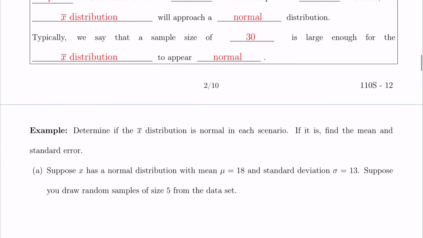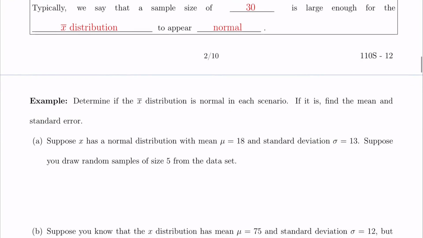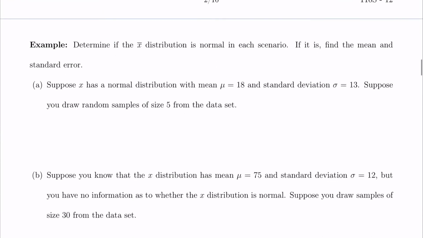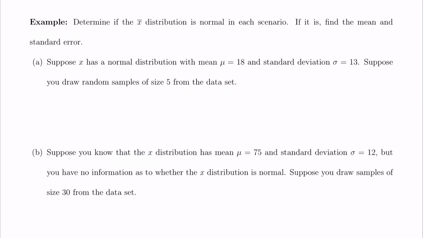For all of them, we're going to figure out if the x-bar distribution is normal, and we're told a bunch of stuff about it. If it is normal, then we're going to find the mean and the standard error. In the first one, we know that x has a normal distribution with mean mu equal to 18 and standard deviation sigma equal to 13. And we're going to draw samples of size 5 from the data set.